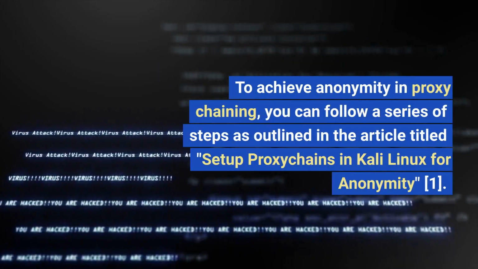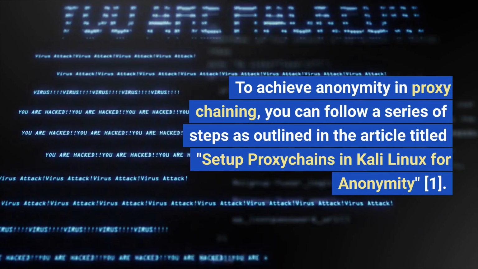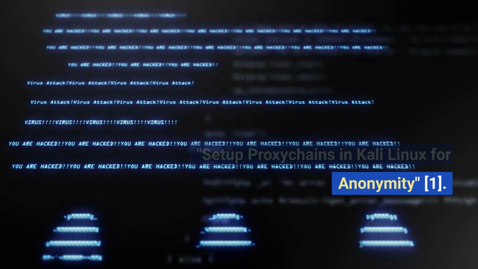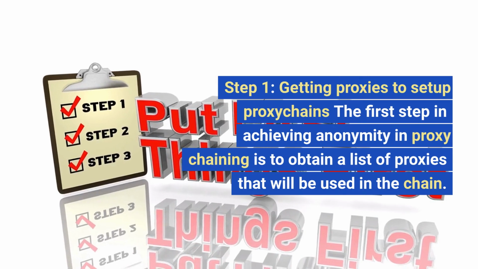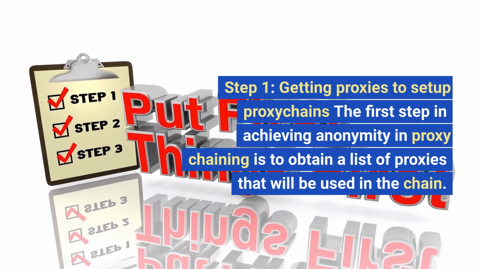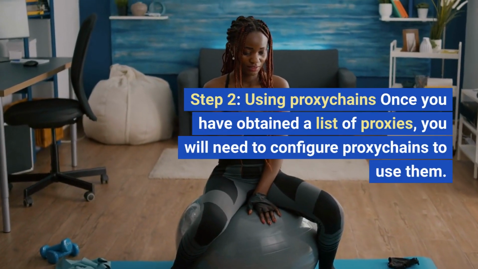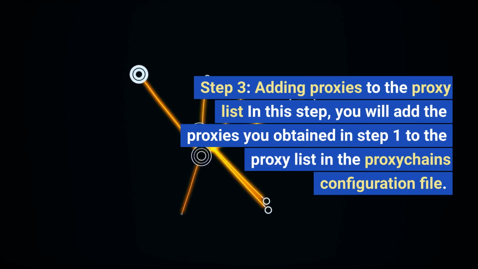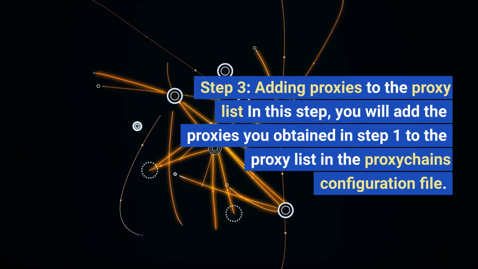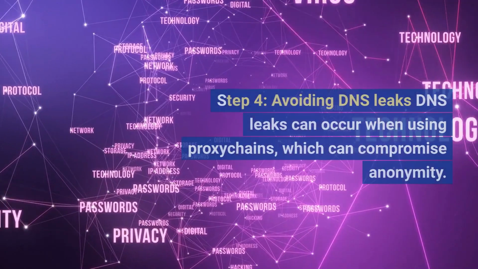To achieve anonymity in proxy chaining, you can follow a series of steps as outlined in the article titled, Set up Proxy Chains in Kali Linux for Anonymity. Step 1. Getting proxies to set up proxy chains. The first step in achieving anonymity in proxy chaining is to obtain a list of proxies that will be used in the chain. Step 2. Using proxy chains. Once you have obtained a list of proxies, you will need to configure proxy chains to use them. Step 3. Adding proxies to the proxy list. In this step, you will add the proxies you obtained in Step 1 to the proxy list in the proxy chains configuration file.